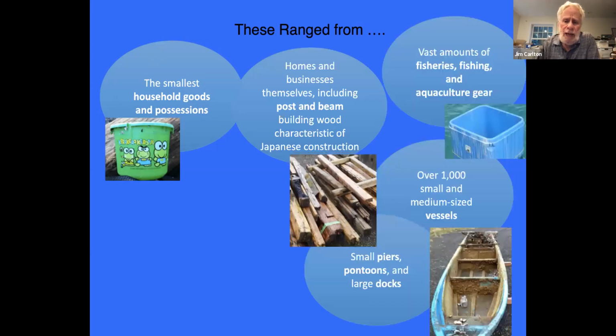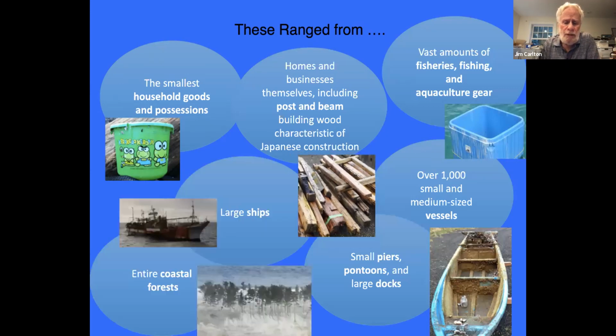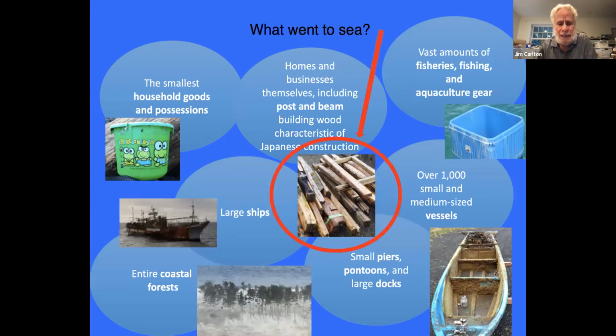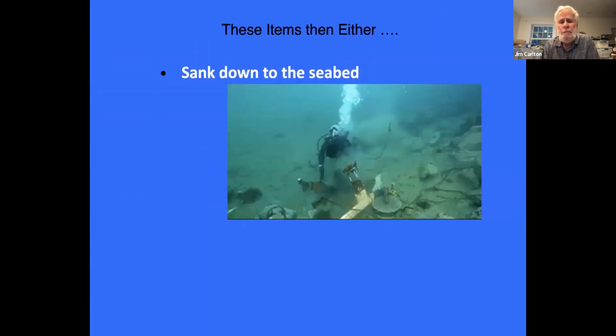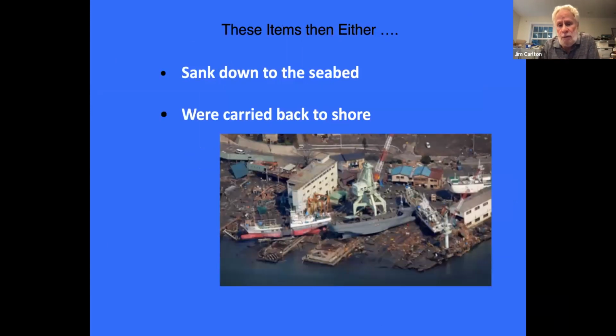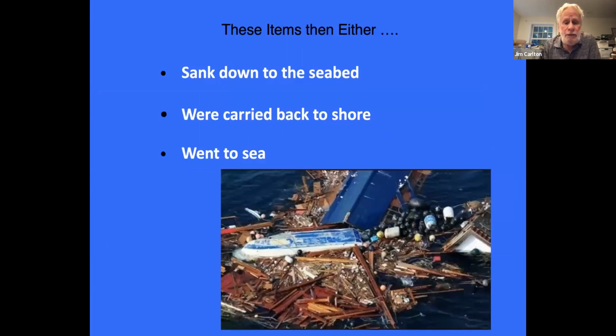Fisheries, fishing material, aquaculture gear, the 1,000 small vessels I mentioned, piers, pontoons, entire coastal forests, large ships, all sent into the Pacific Ocean. And as I said, we'll talk about the wood in just a minute. Where did it all go? A lot of it went down to the seabed. Some of it, as we saw, was still onshore or carried back to shore, and a lot went to sea.